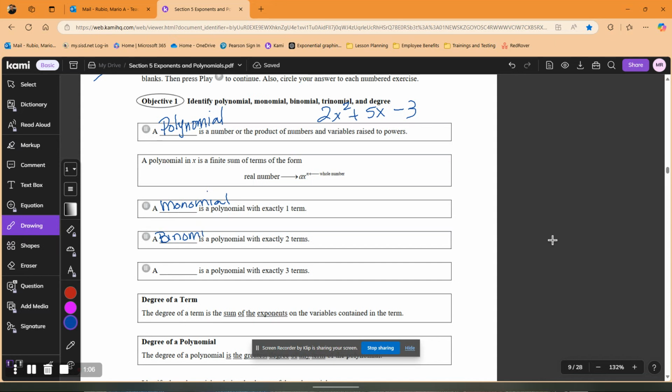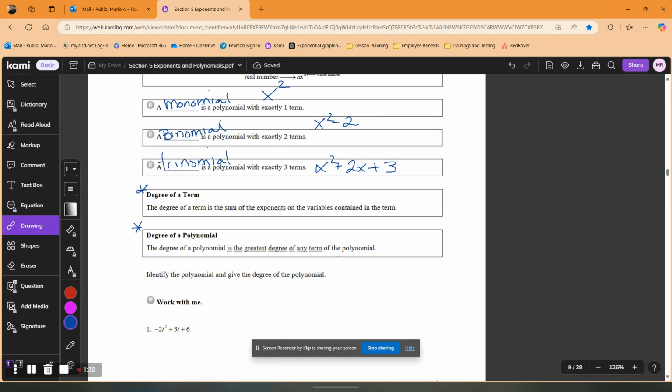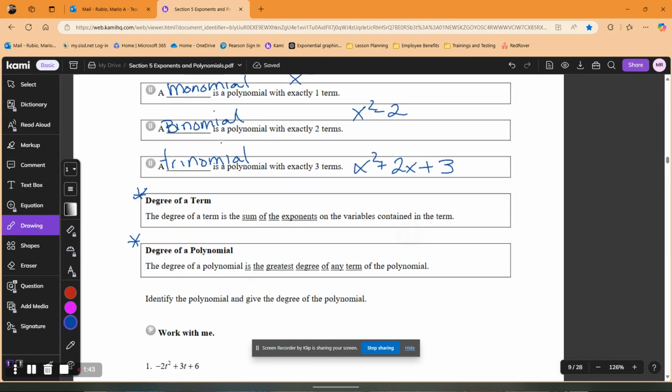Binomial for two terms, like x squared. And then a trinomial, what do you think that is? Well, it's got three terms, like what we just saw above. Look at these definitions for the degree of a term and then the degree of a polynomial. The degree of the polynomial is the highest degree of the terms. And I'll show you what that means in English, what it actually looks like on this example. Make sure you write these definitions in your notes.